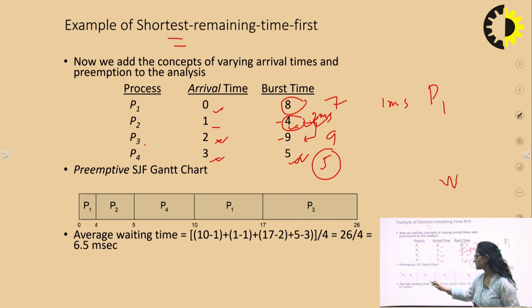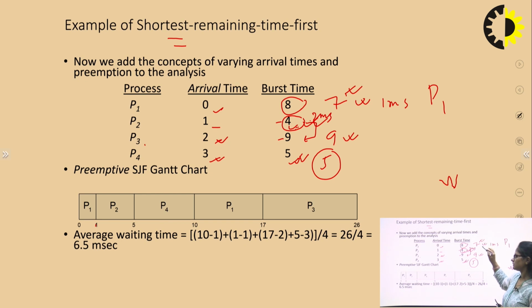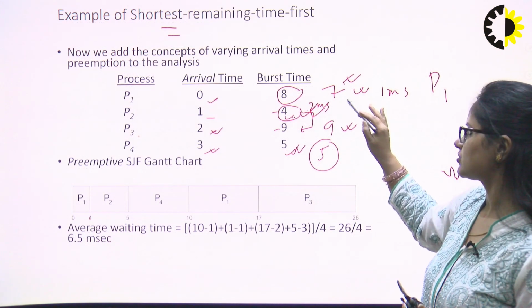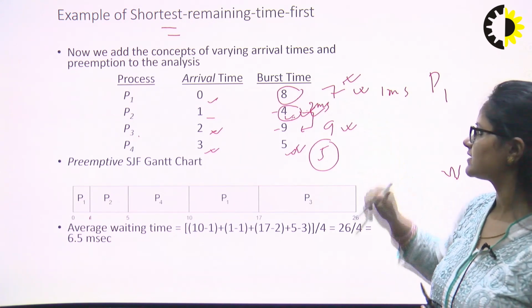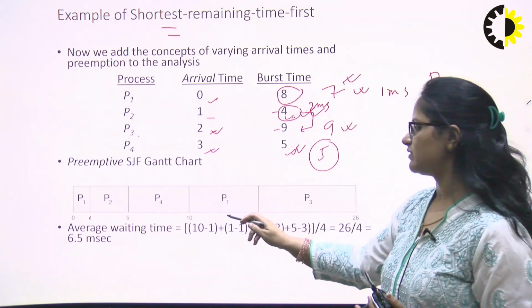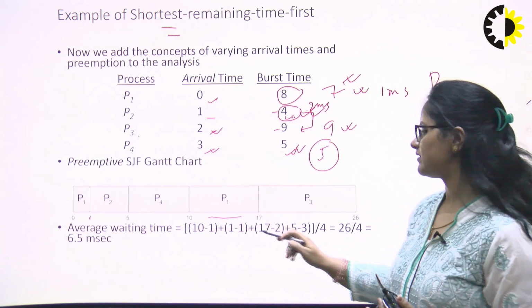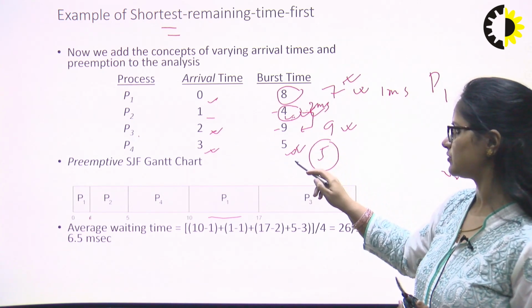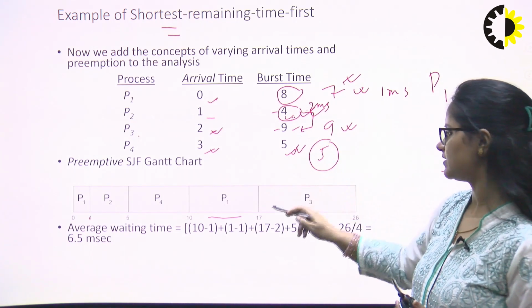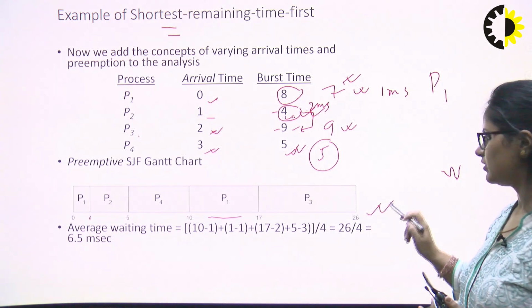So 5 plus 5, 10. It will complete its work. Now we can see 7 millisecond P1 and 9 millisecond P3, right? So we will compare this. This will be the shortest job, and we can see the shortest is P1. So P1 will execute its work for the next 7 milliseconds and then it will come to the last, that is P3, and it will complete its work at 26.